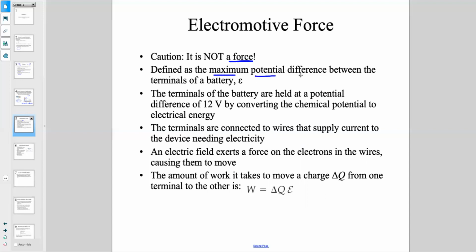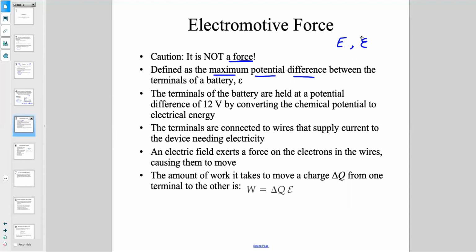Maximum potential difference between the terminals of a battery, and we call it E. We show it with E or omega or epsilon here. Sometimes books have shown it with E, sometimes with small e, little e, or they call it epsilon. But regardless, it's the maximum potential difference between the terminals of a battery.